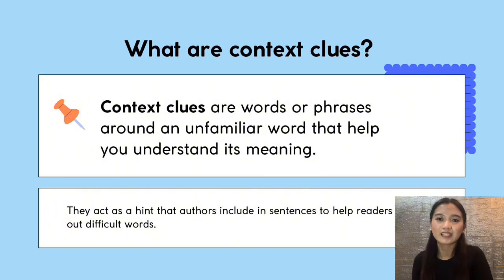So what exactly are context clues? They are the words or phrases around an unfamiliar word that help you figure out what that word means. You can think of them as hints the author leaves for the reader. It's like being a detective. The sentence is your scene and the clues are hidden in the words around the unfamiliar one. When you learn to look closely, you start discovering meanings all by yourself.